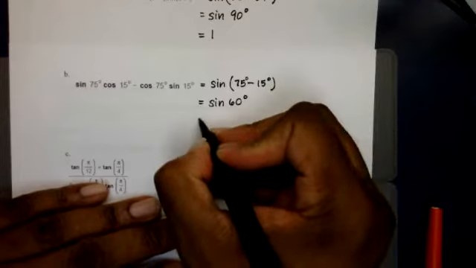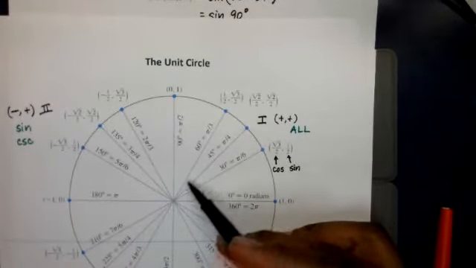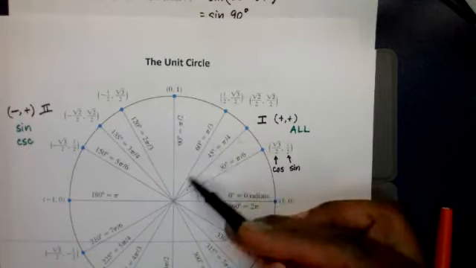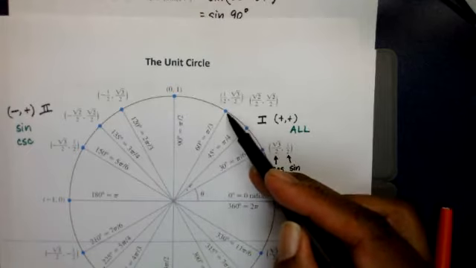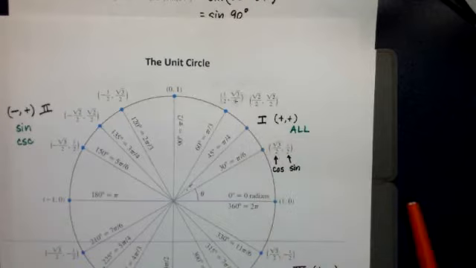So I'm finding what the sine of 60 degrees will be. Using the unit table or the unit circle, here's 60 degrees. The y-coordinate is your sine. So sine of 60 degrees is this right here, square root of 3 over 2.